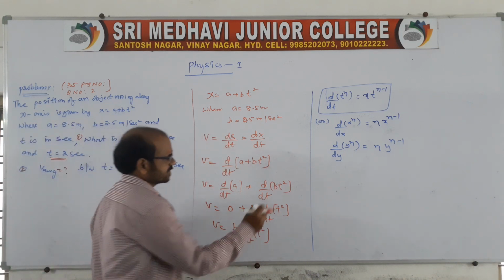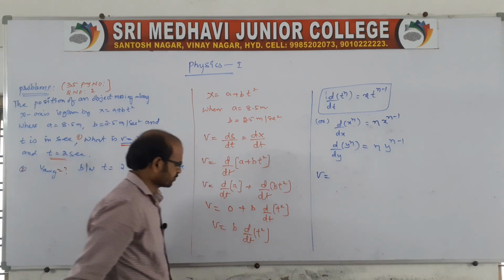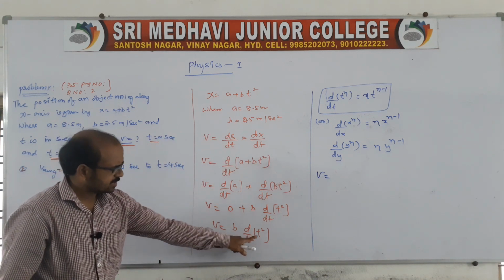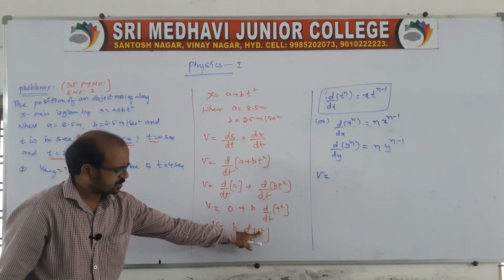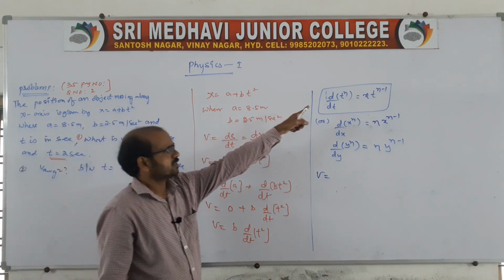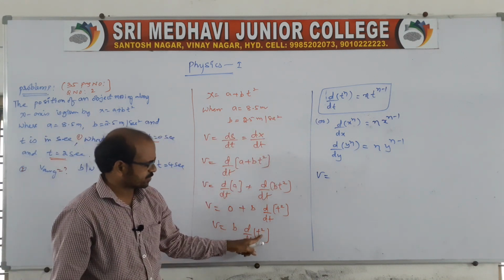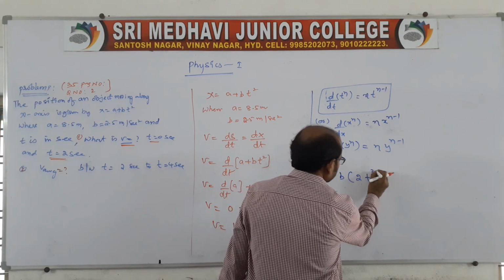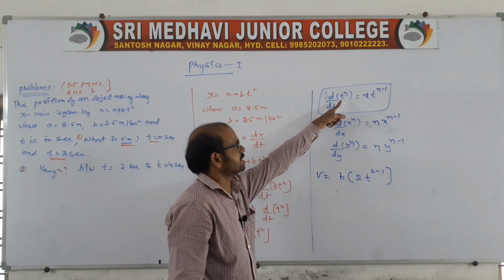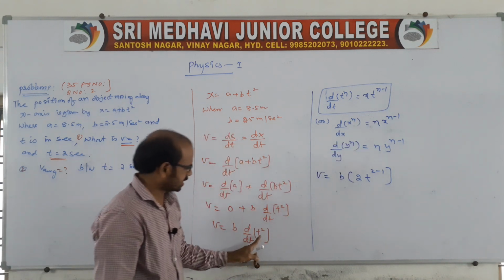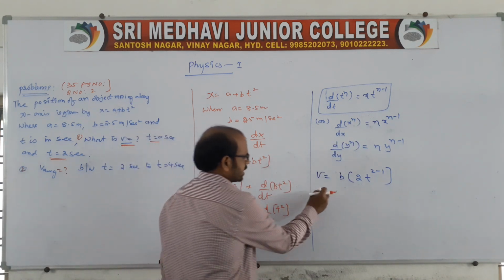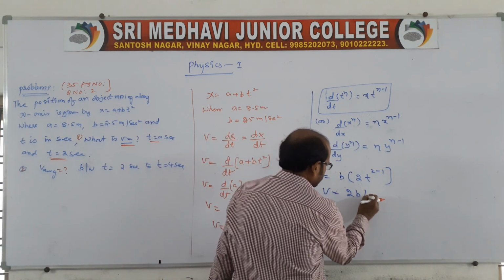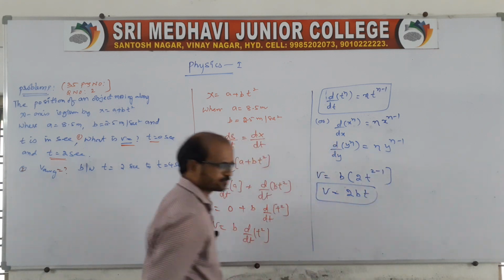So v is equal to b into, here t power 2 is there, so n is equal to 2. Using the same formula, we make it 2bt. This is the velocity.